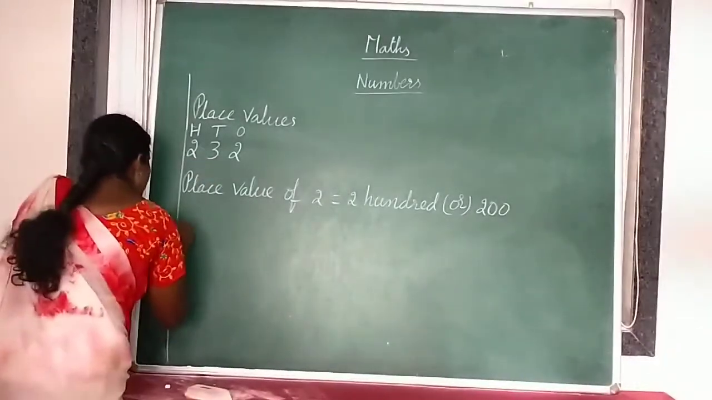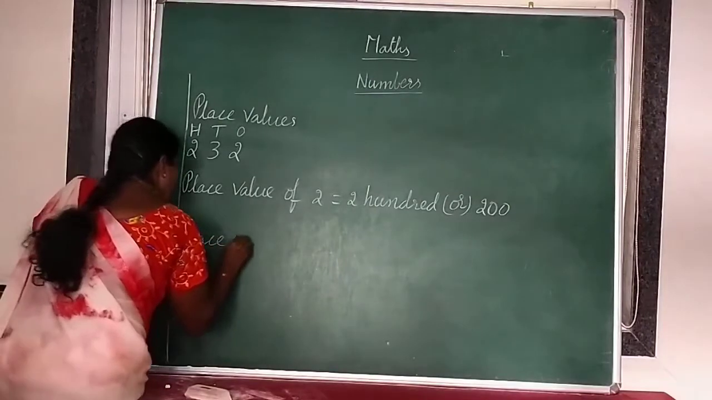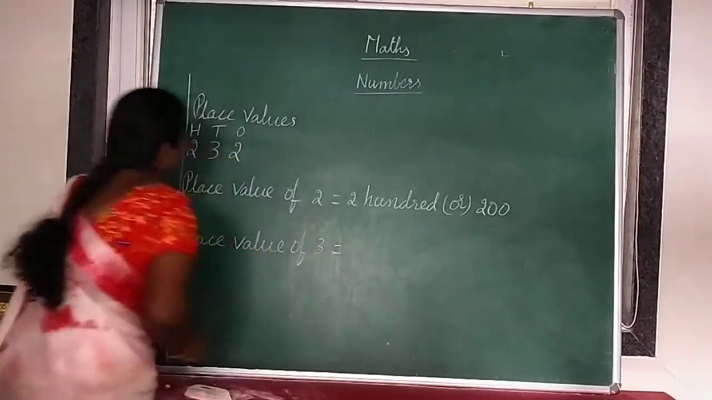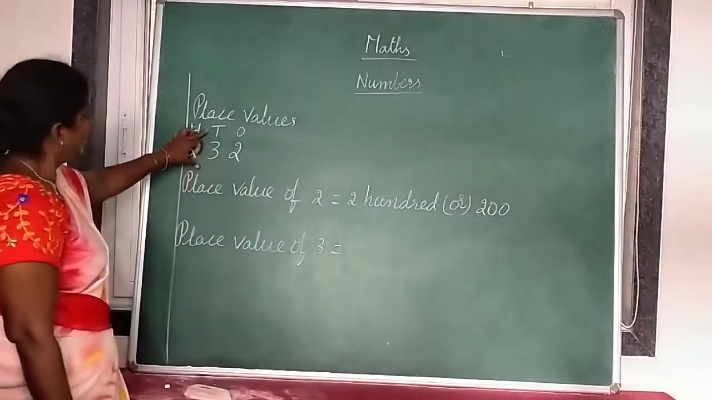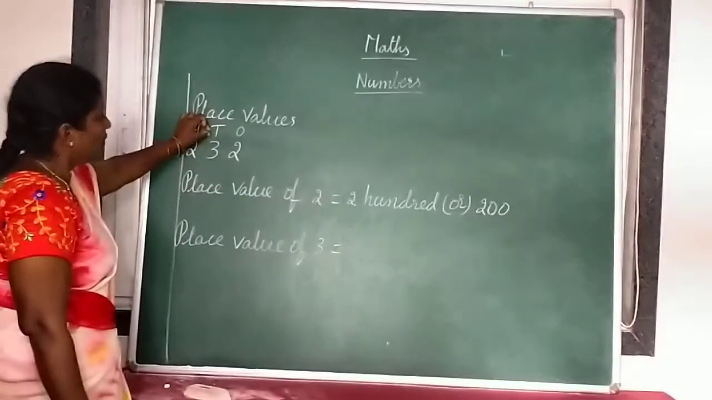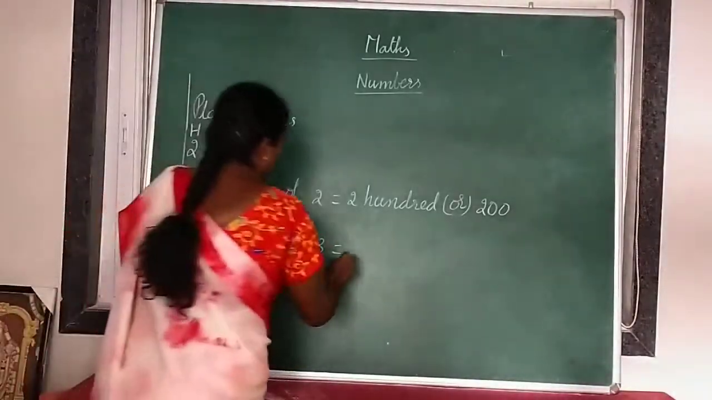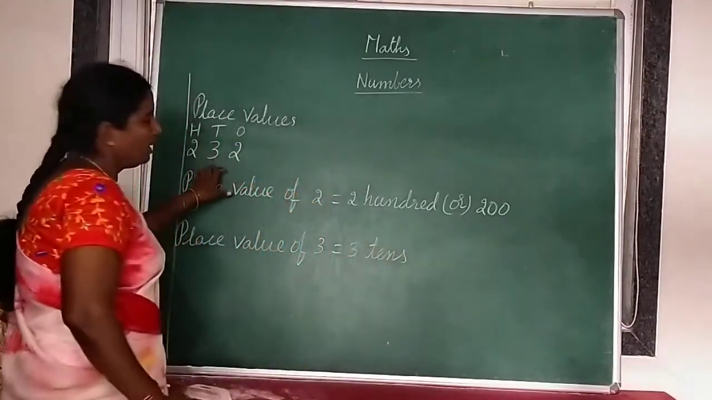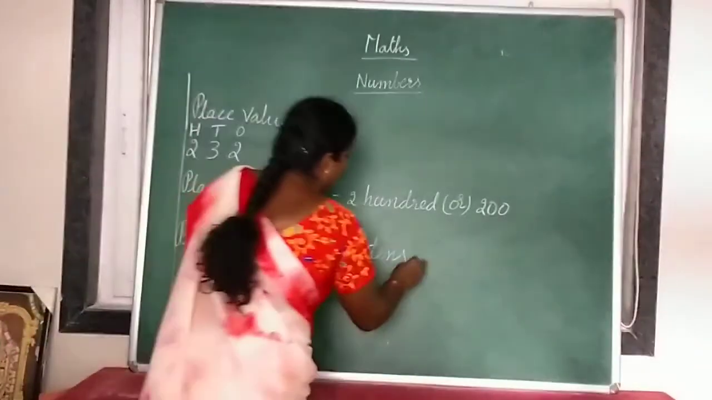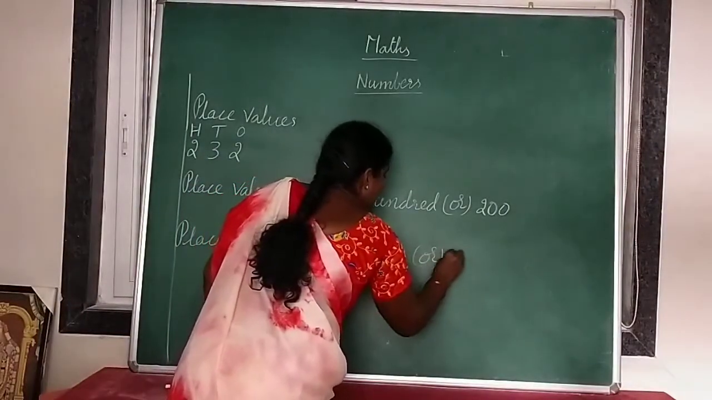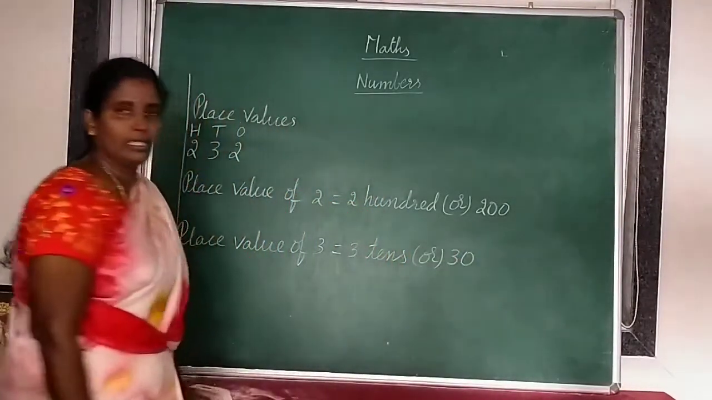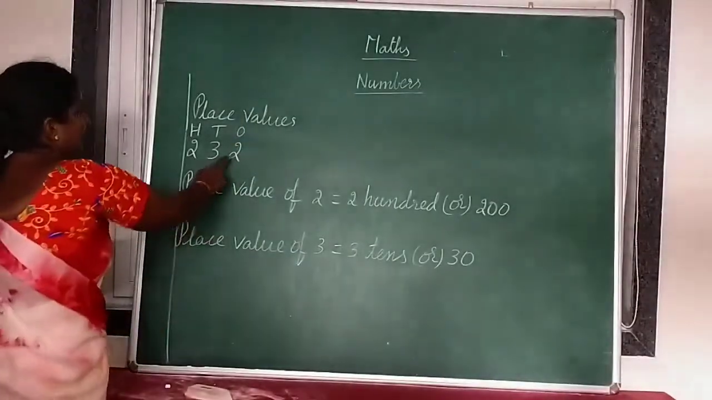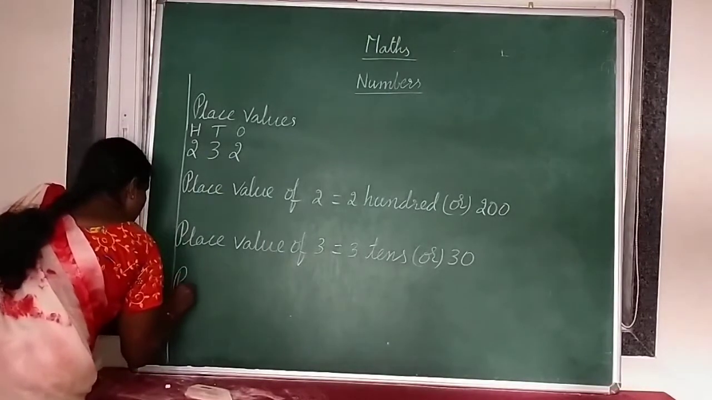Next, what is the next digit? 3. So what is the place value of 3? Place value of 3 is 3 in which place? Tens place. So what is the place value of 3? 3 tens. 3 tens or 3 tens are 30. 3 tens are 30. Understood?